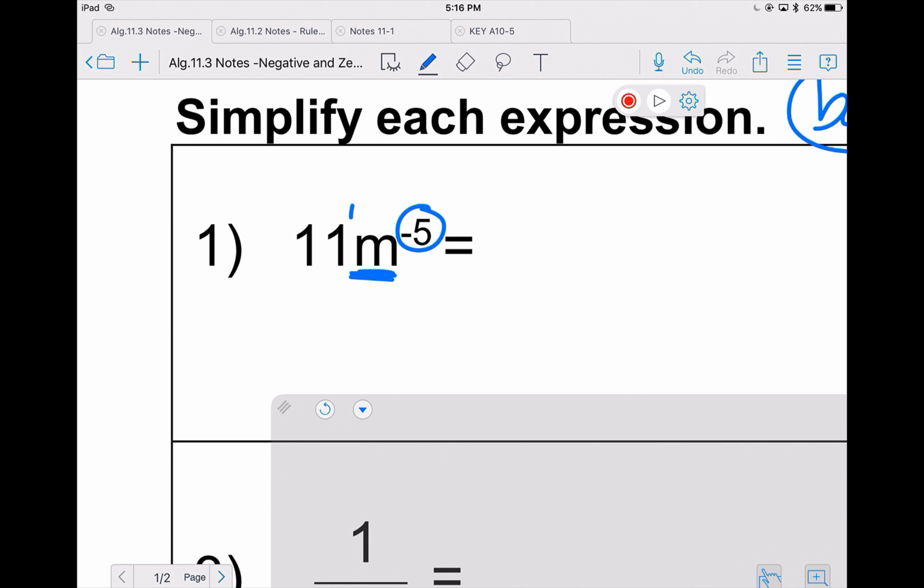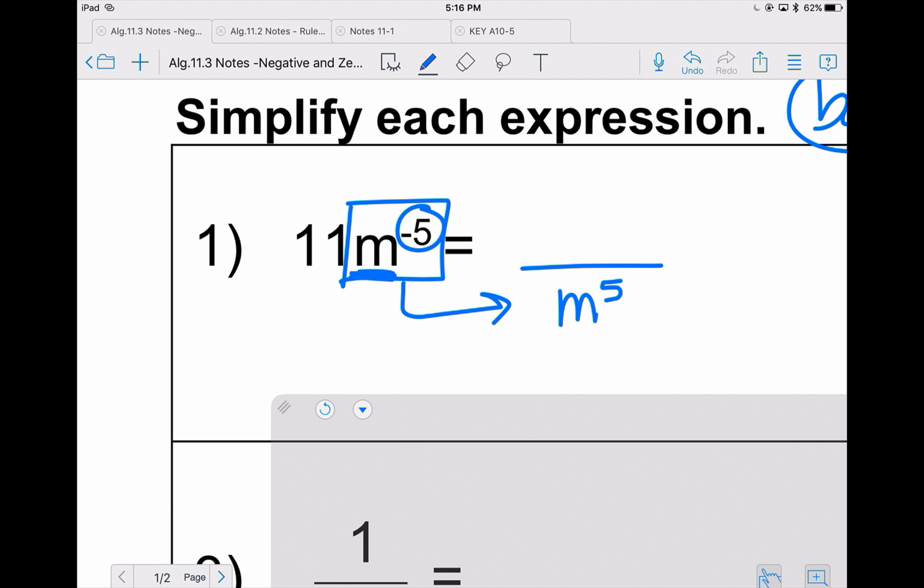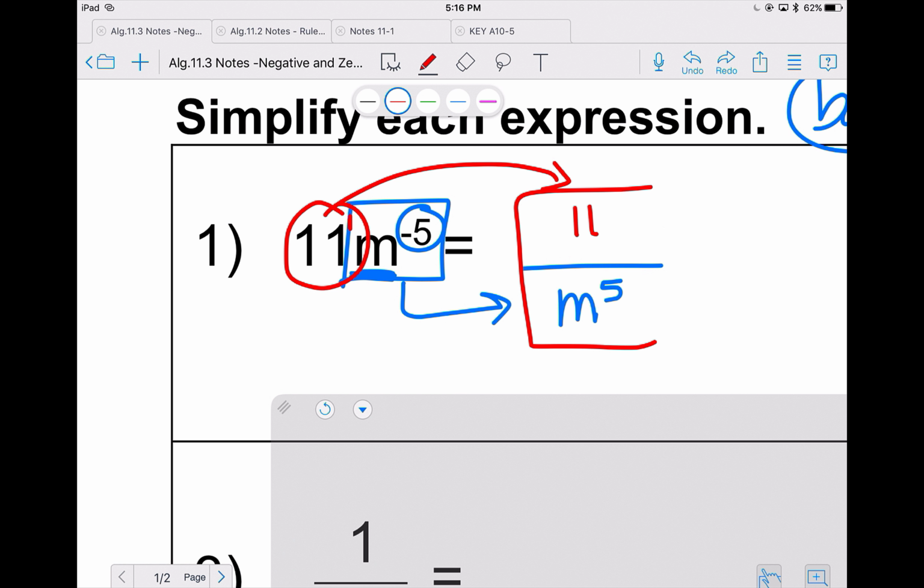So to get rid of the negative, I'm only going to move the piece that has the negative. Now again, this m is very negative and unhappy on top, but if I move it to the bottom, then the m becomes happy and becomes positive. Now the 11, remember, has that invisible power of a 1. 11 is already happy, so 11 gets to stay where it is. M is the only thing that's going to move. So 11 over m to the 5.